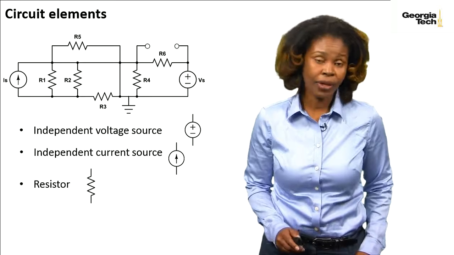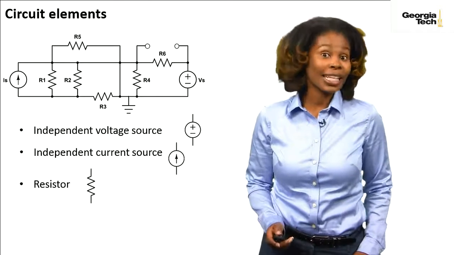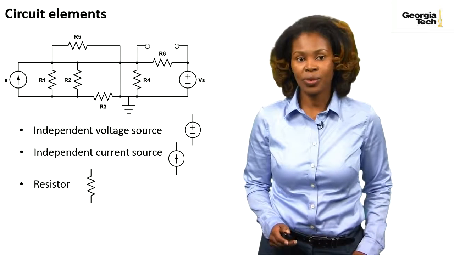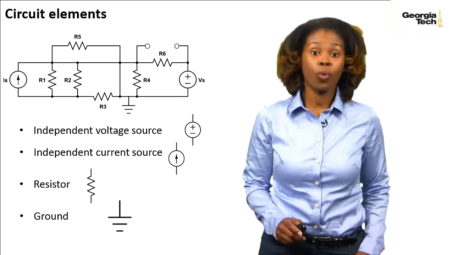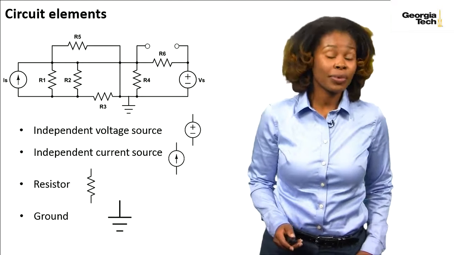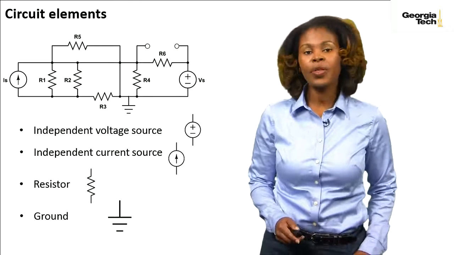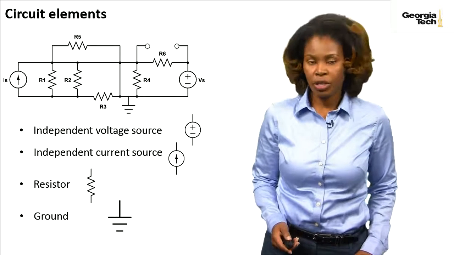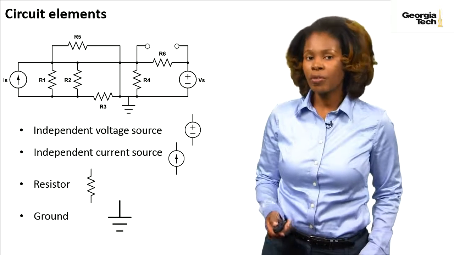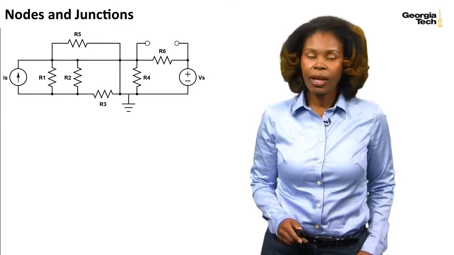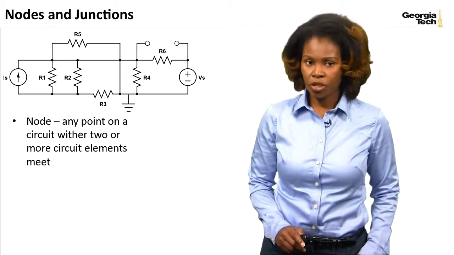Another element that's in this circuit is a resistor. A bunch of zigzag lines. It doesn't matter how many zigzags are there. That's the symbol for a resistor. And finally, you have a ground. There are several different types of symbols for ground, but these are the ones that we'll use throughout this course. And the ground gives you the reference direction. We know that voltage always has to have a reference direction, so the ground gives you the reference direction for that voltage.